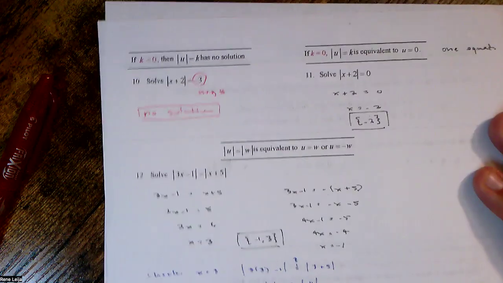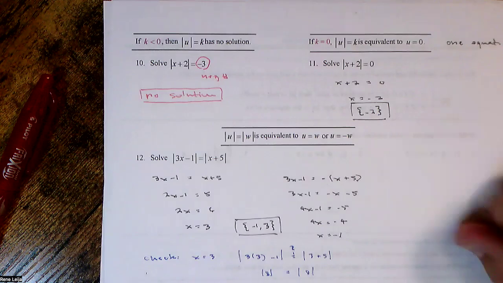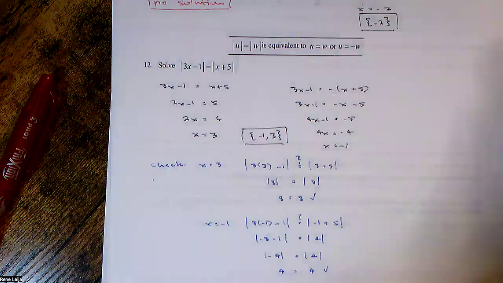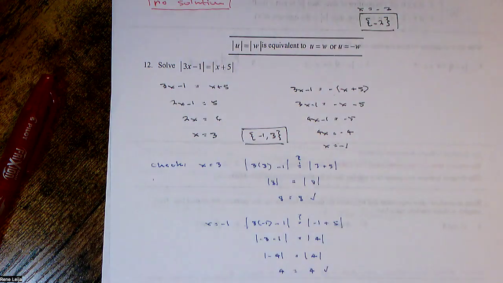If your absolute value equals a negative number, it's a no solution. If it equals 0, it's one equation. And then when you have two absolute values, that's the last example that I walked you through.